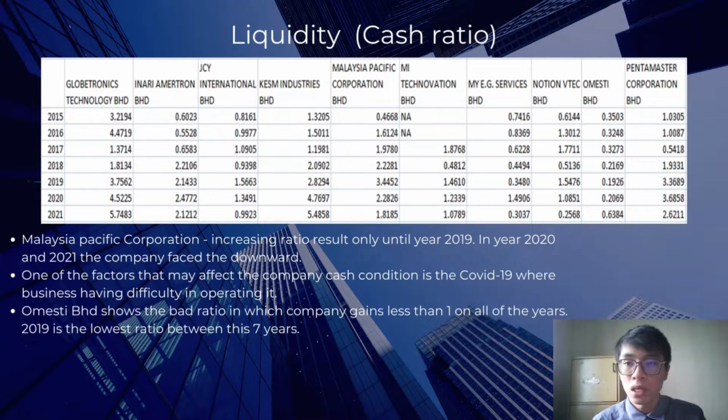Based on the liquidity cash ratio, Malaysian Pacific Industries has an increasing ratio result only until the year 2019.